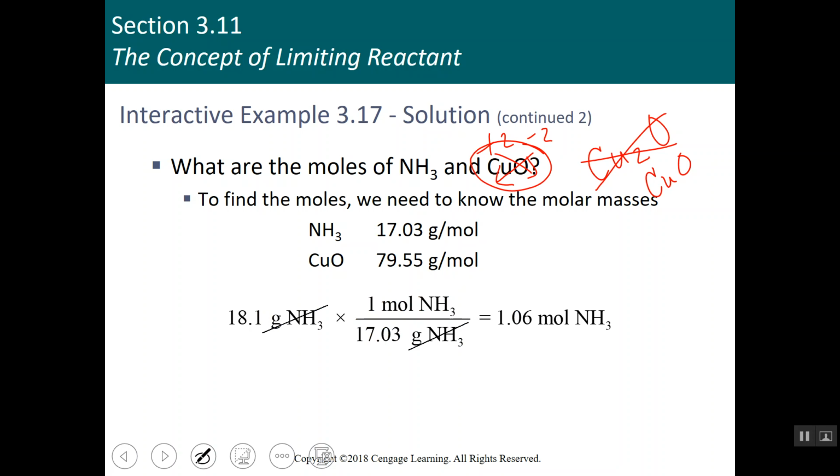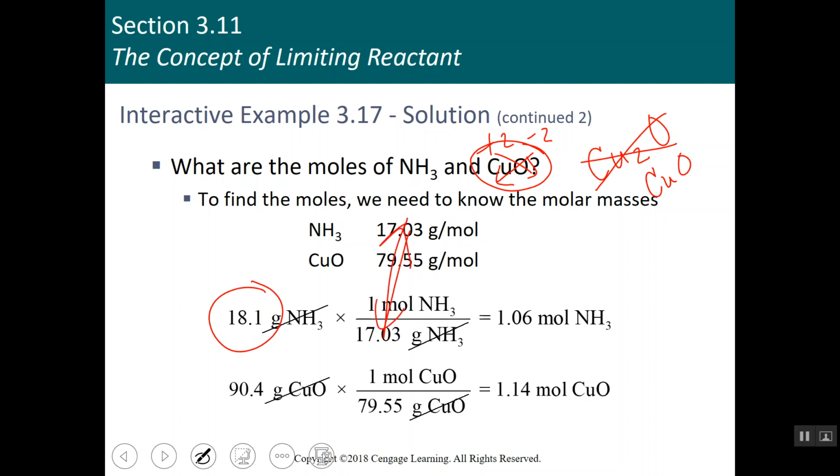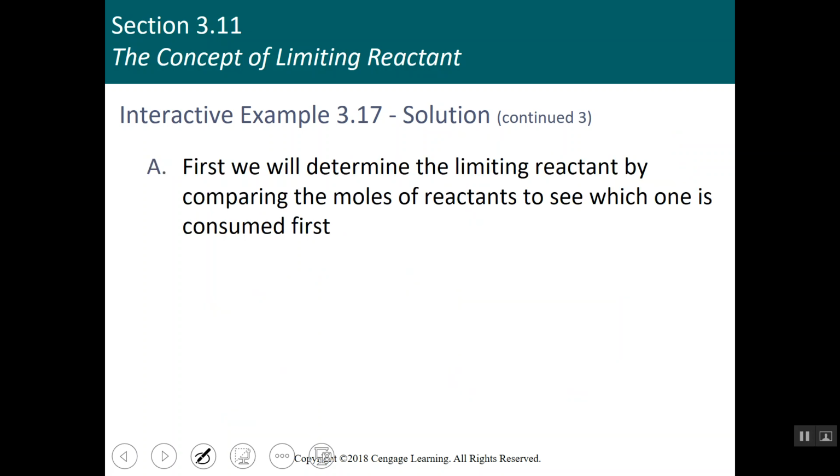Determine how many moles of ammonia. This is what we were given in the problem. There's our molar mass from up above, and we have 1.06 moles of ammonia. Same kind of idea for copper(II) oxide. This is what was given in our problem. This is from up here, and we have 1.14 moles of copper(II) oxide.